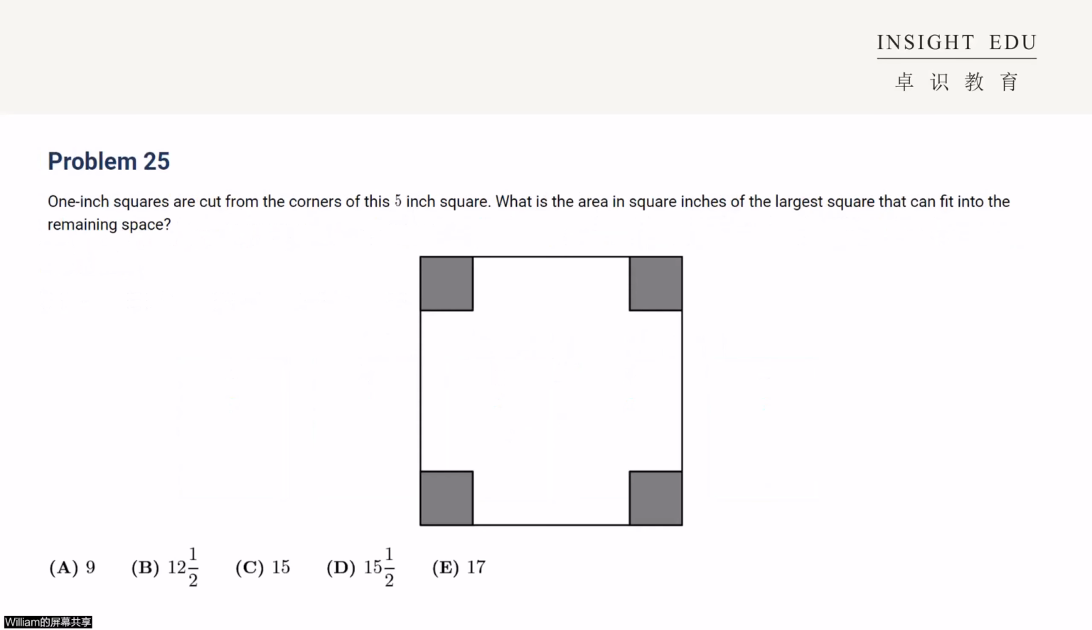Let's move on to question 25. A 1 inch square is cut from the corner of this 5-inch square. What is the area in square inches of the largest square that can fit into the remaining space? So where should we start? How could we fit a square into this diagram?